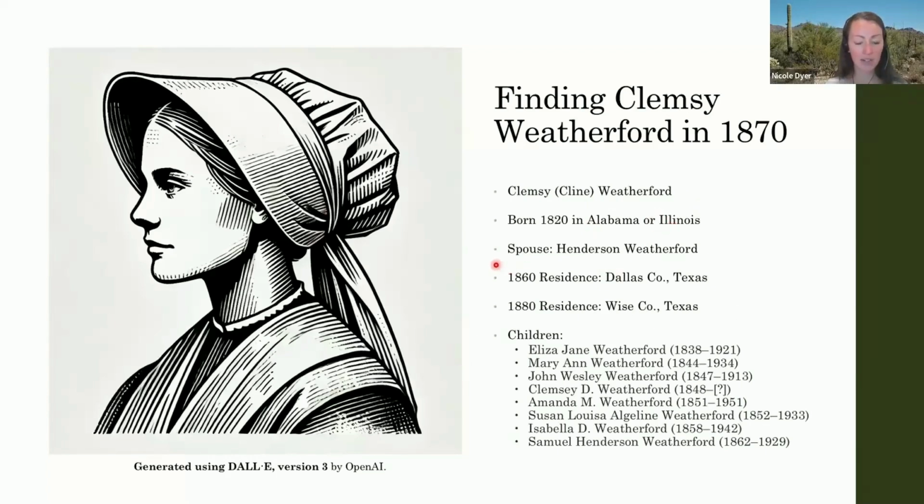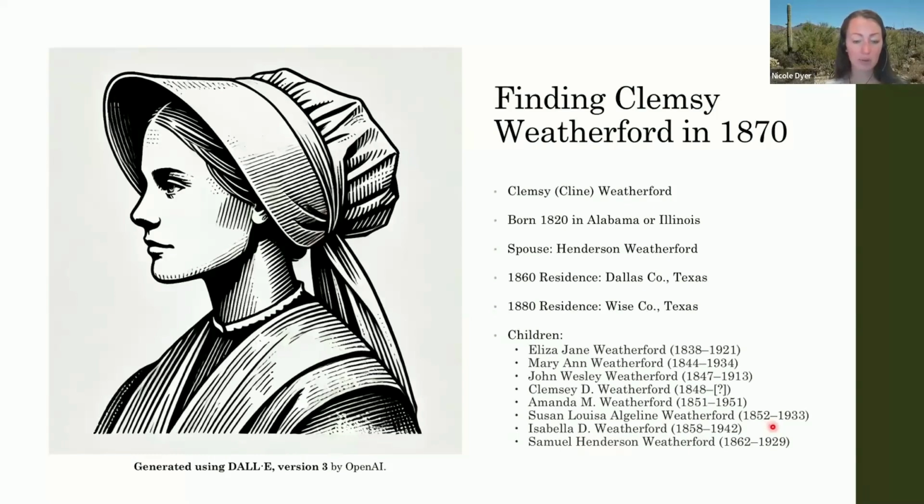Her husband's name was Henderson Weatherford. She lived in Dallas County in 1860 and in Wise County, Texas in 1880. She had the following children. And in the 1870 census, probably her youngest children would be there. Samuel Henderson Weatherford, Isabella D. Weatherford would be like 12. Susan Louisa Algeline Weatherford maybe would still be there.